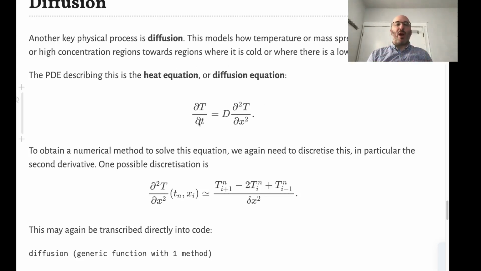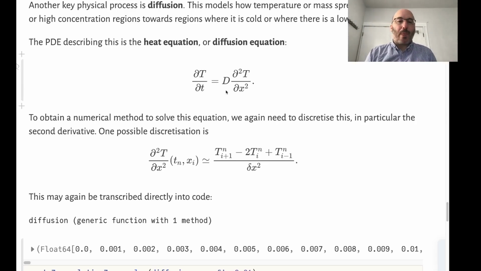And again, we can derive this from a similar kind of consideration of how much material moves from one cell to each neighboring cell. Or we can think about it as discretizing this second derivative, and it turns out that one way to discretize a second derivative is as this 3-point formula, where we have T at position I plus 1 plus T at position I minus 1 minus twice T at position I. And we have to divide all of that by delta x squared. And that gives us an approximation of the second derivative at this grid point i.